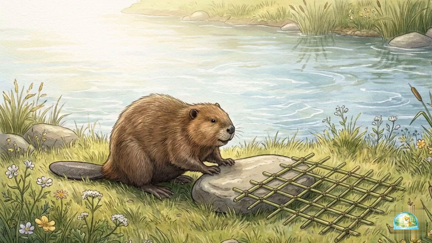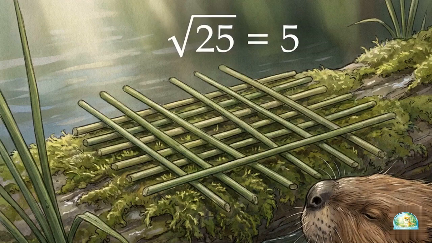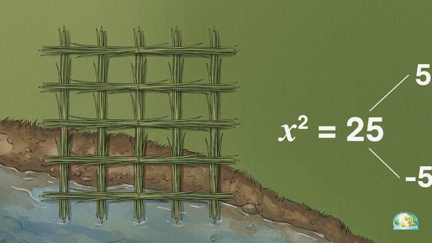As you apply these concepts to equations, keep a crucial algebraic rule in mind. A principal root expression, like the square root of 25, equals only the positive number 5. However, the equation x squared equals 25 has 2 solutions, positive 5 and negative 5.